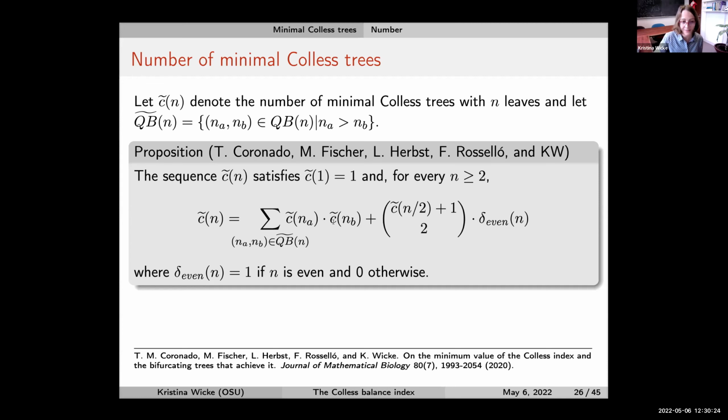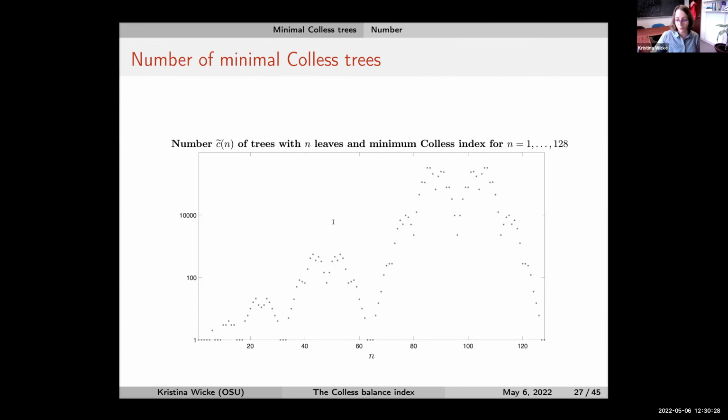And so again, we can look at the curve, or we can plot these values. And here's what we get, again, for n equal to 1 up to 128. So this is the curve we get. What we, for instance, see is that at powers of 2, as well as plus minus 1, there's always only one tree with minimum Colless index. For instance, here 15, 16, 17, there's only one tree. Then 31, 32, 33, and so forth. But other than that, we can see this curve, which again might be a fractal curve.